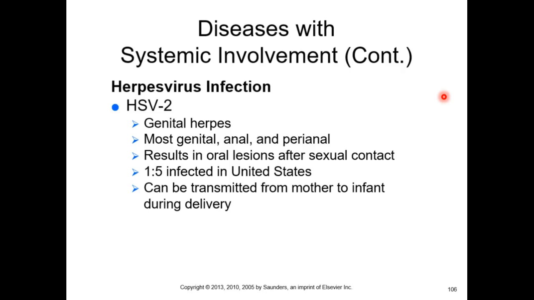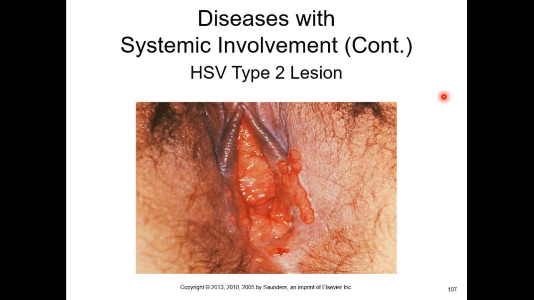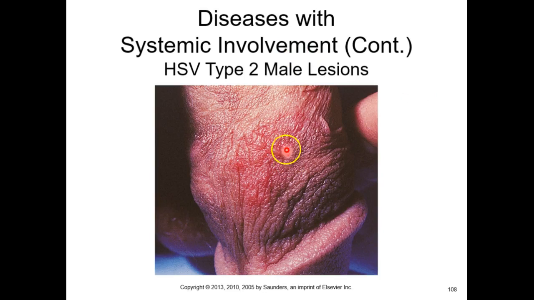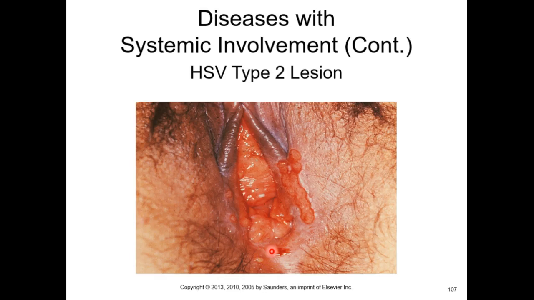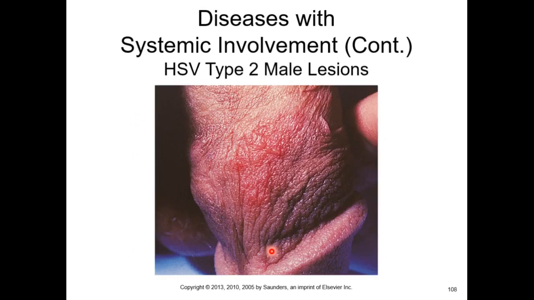And your textbook likes some scare tactics, so here's another disturbing image of HSV2 type lesions on female and then male. And even on the male, you can tell it's some small red bumps. This one is a little bit scarier looking, and I think a little bit less common visually than that.